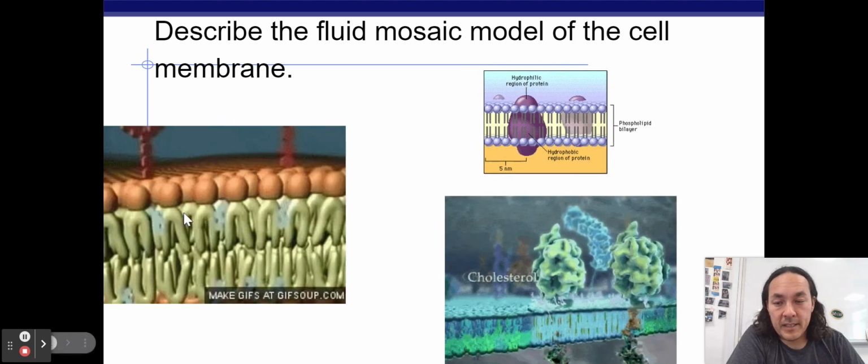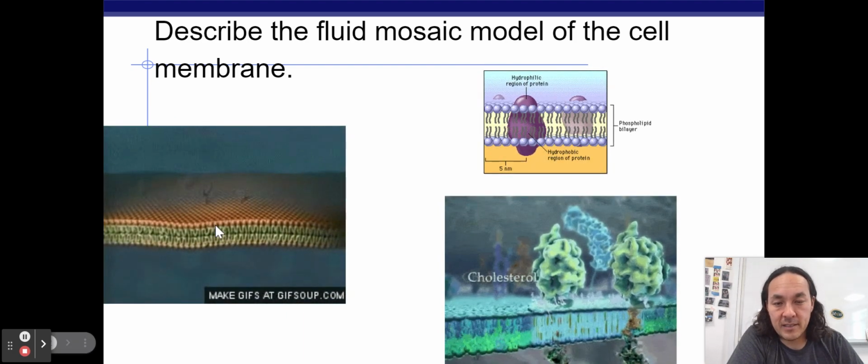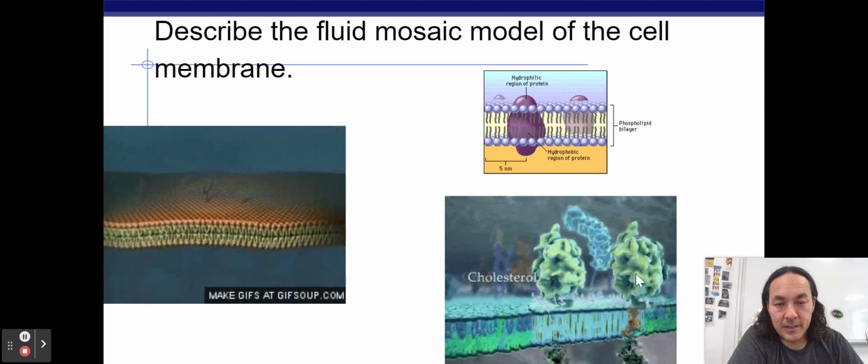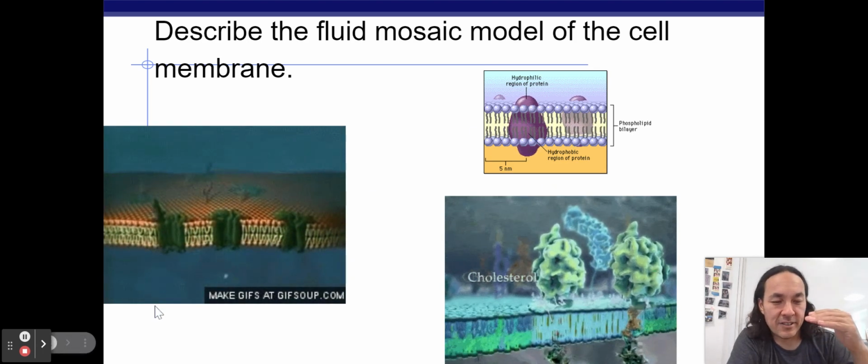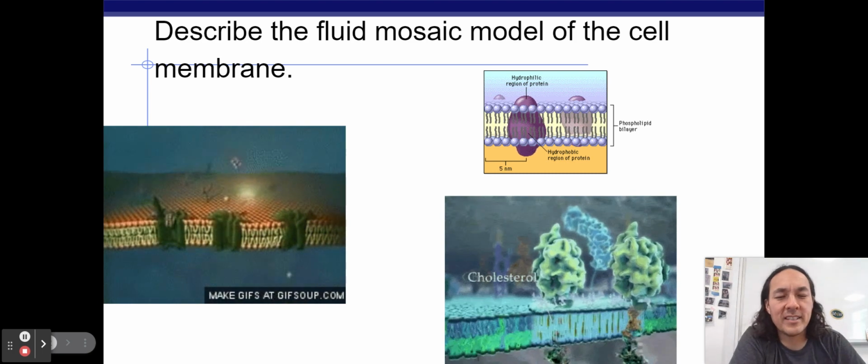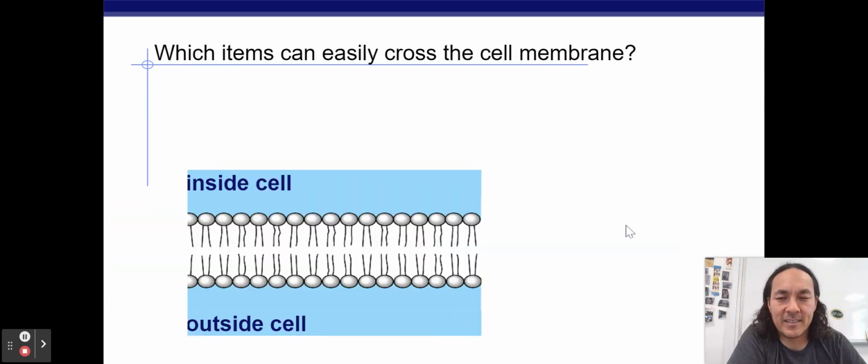That membrane is fluid, right? It's going to be constantly moving around. It's going to have channels through it. It's not just like a sheet, like it's fluid. Oh, yeah, we did the bubble lab, and hopefully you saw it there.